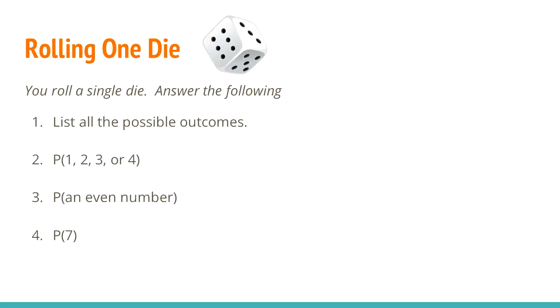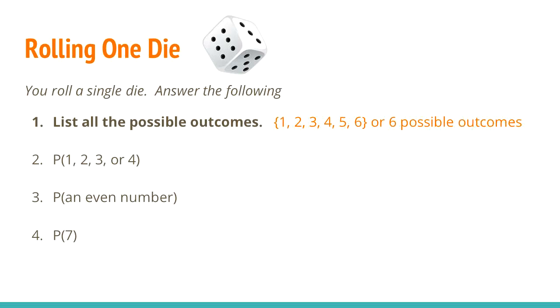In the next example, we're going to roll a die. Dice have 6 sides on them that are labeled with the little dots, I think they're called pips. We're going to roll a single die, and we want to answer the following. First of all, what are all the possible outcomes? We can end up with 1, 2, 3, 4, 5, or 6, which gives us 6 possible outcomes.